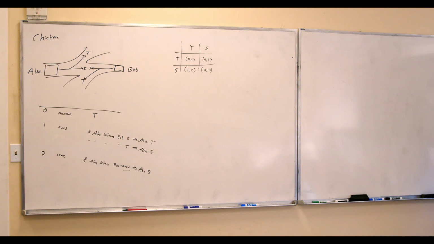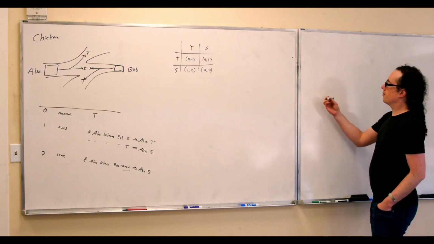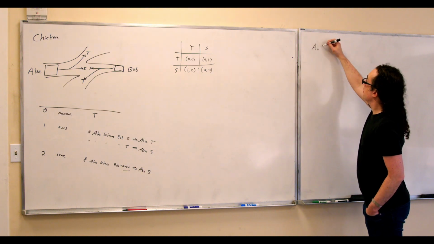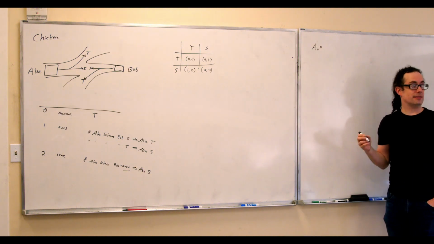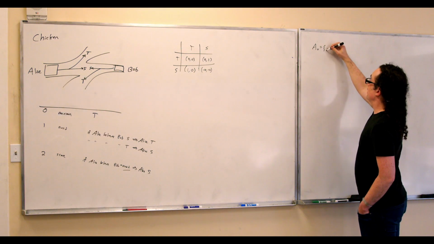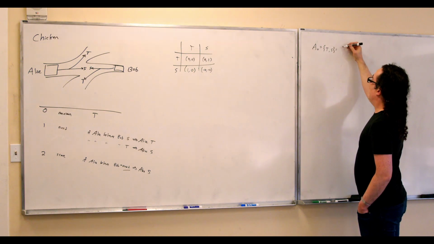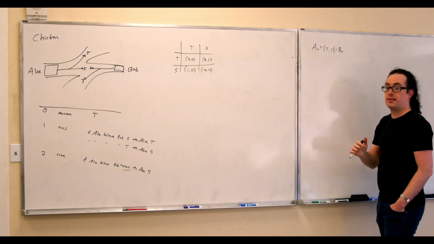So let's take a first crack at defining a space of agents. I'll let A0 be the set of actions available to Alice, which in this case is turn or go straight. And those are also coincidentally the actions available to Bob.